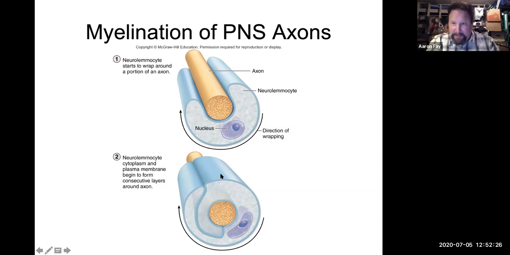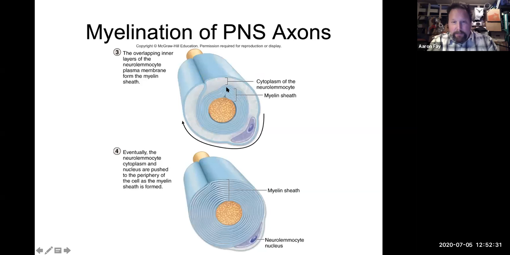This is the plasma membrane of the neurolemmocyte, and each time it spins around, it's going to add more and more layers of phospholipid bilayer of the plasma membrane. But remember, for these cells, you're going to get lots of myelin in the phospholipid bilayer. So the more layers of cell membrane you have, the more myelin you have. This is the electrical insulation around the axon.